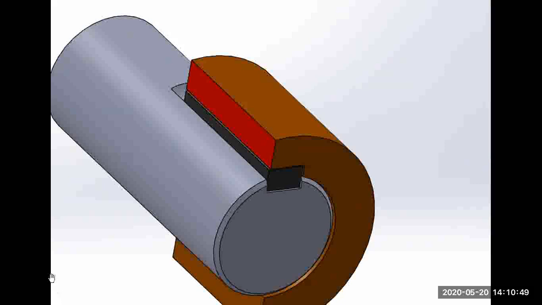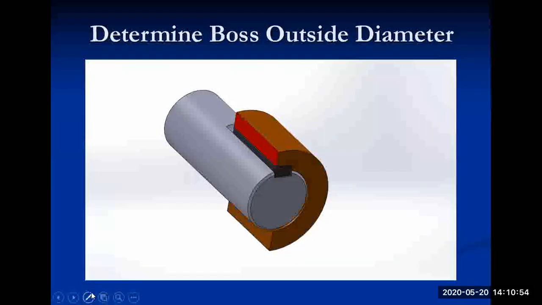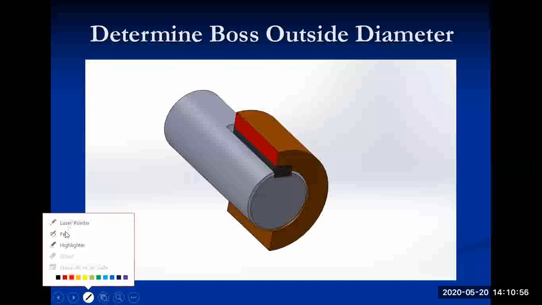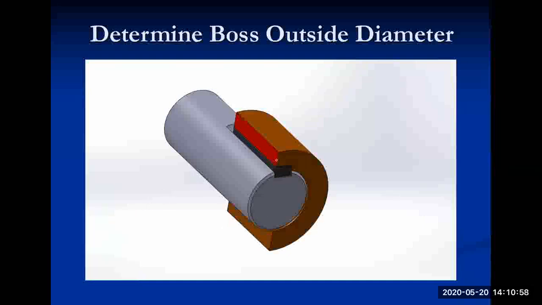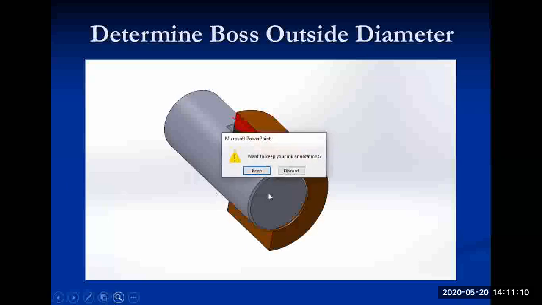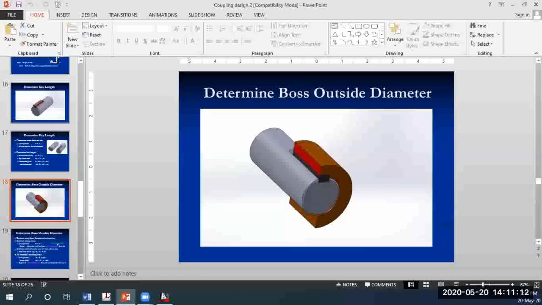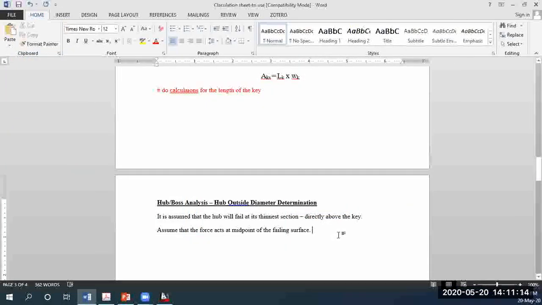So let's see if I'm able to put a mark. So somewhere here, right? Halfway mark. So that is what you are saying is at the midpoint. So that's the midpoint, right? So that is where the failure will occur. Okay. Right. So that's what the second sentence means.